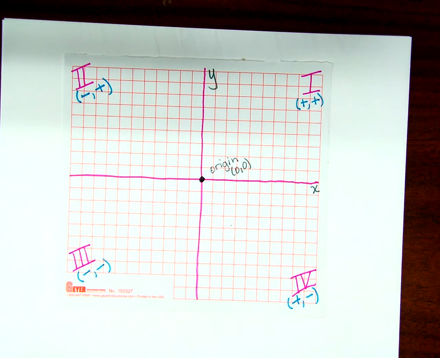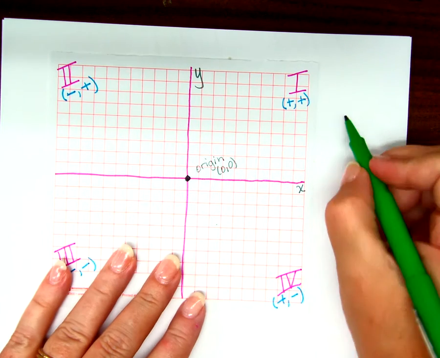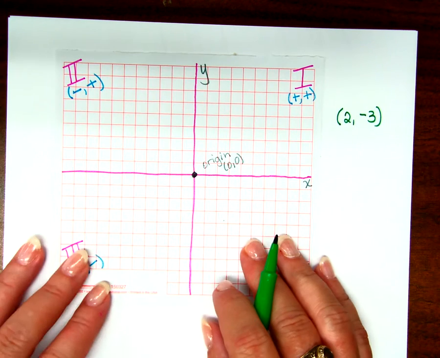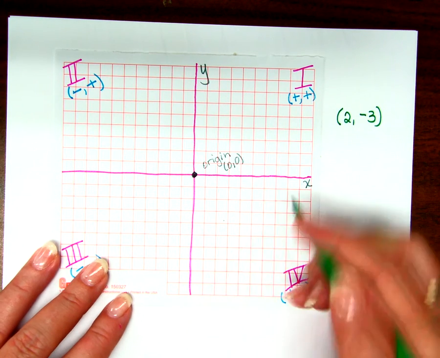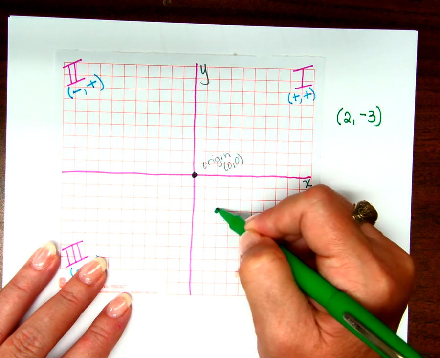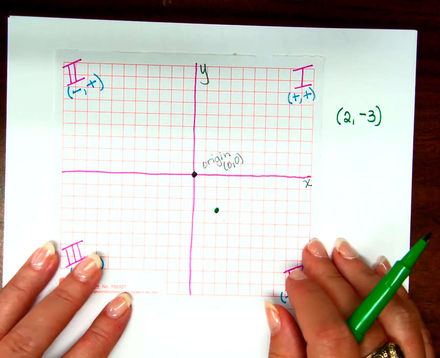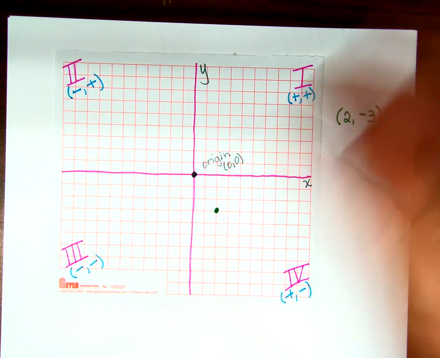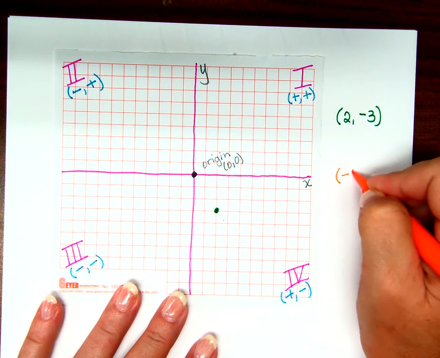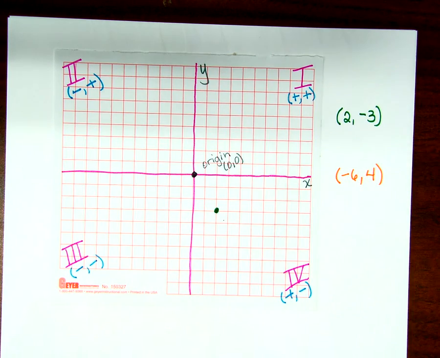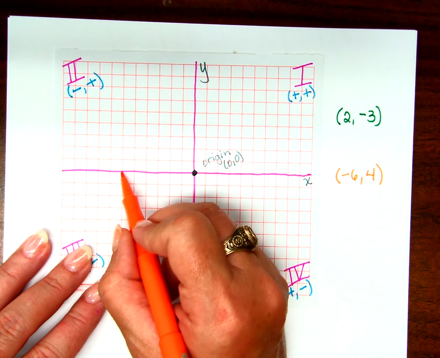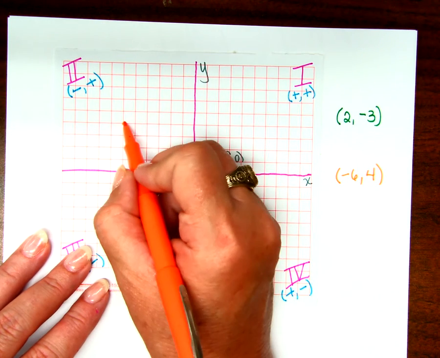If I ask you to plot the point 2, negative 3, where would we go for that? Right 2, down 3. And that would be the point 2, negative 3, correct? How would I go about plotting the point negative 6, 4? From the origin, right? Left 6, 1, 2, 3, 4, 5, 6. 1, 2, 3, 4, up 4.